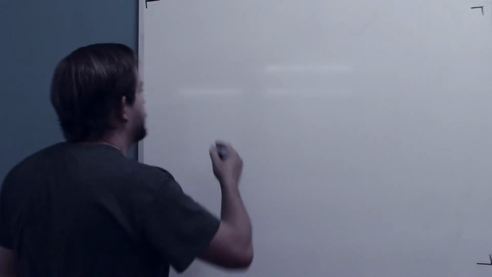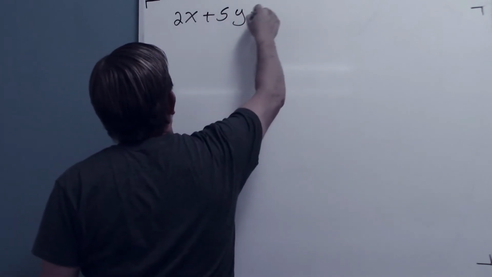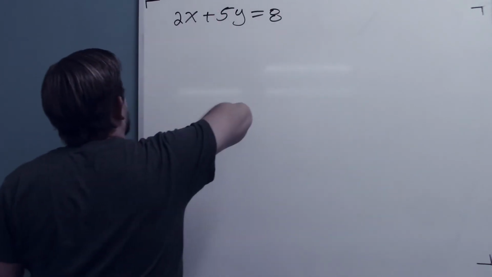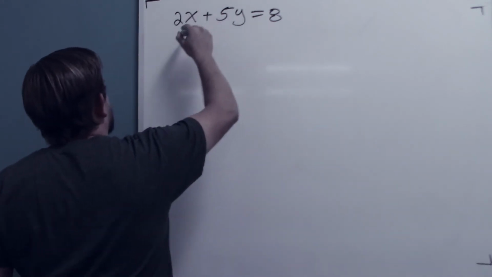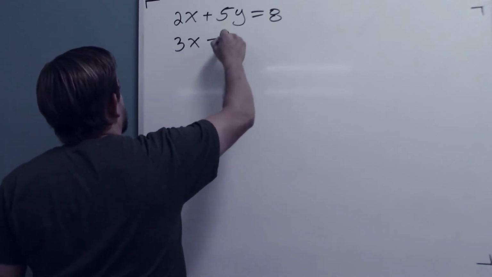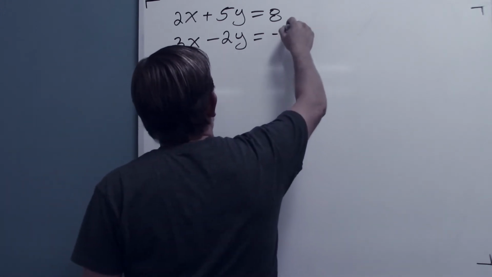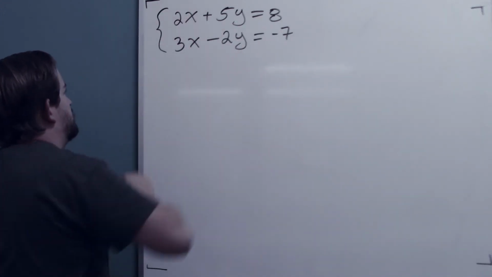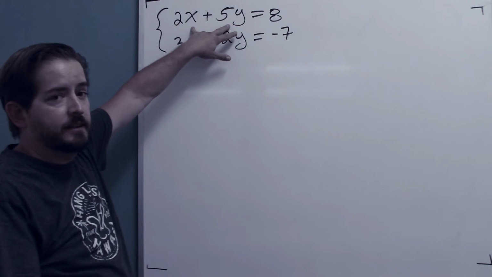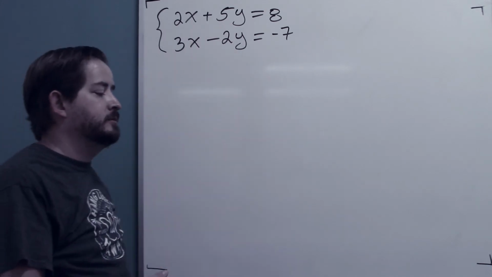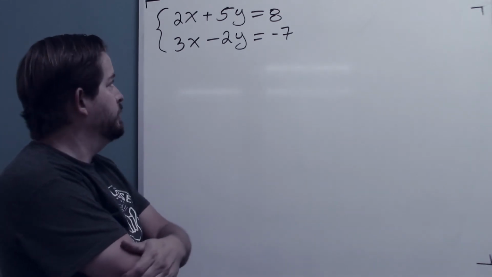I have 2x plus 5y equals 8, and I have 3x minus 2y equals negative 7. Okay. Now, as it's set up, this is nice that I have my x and y on the left-hand side for my first equation and for my second equation, but neither my x's or my y's will cancel out if I add these things together. So I need to manipulate it a little bit.